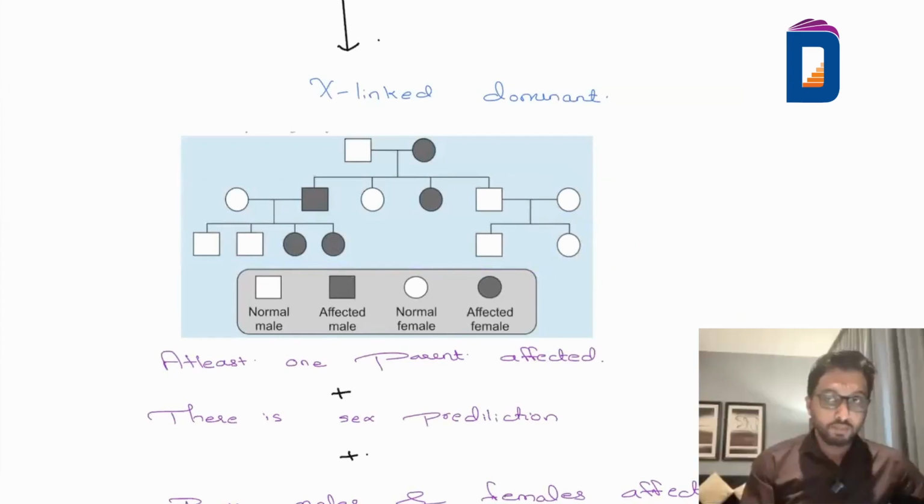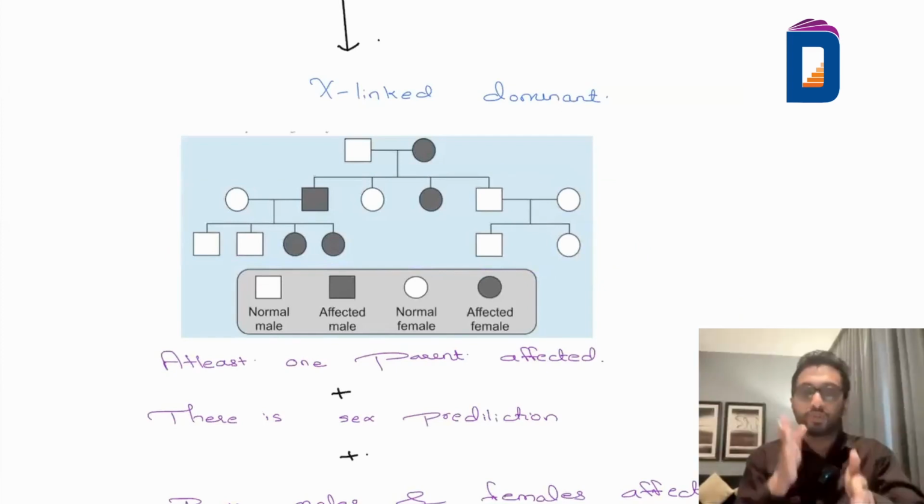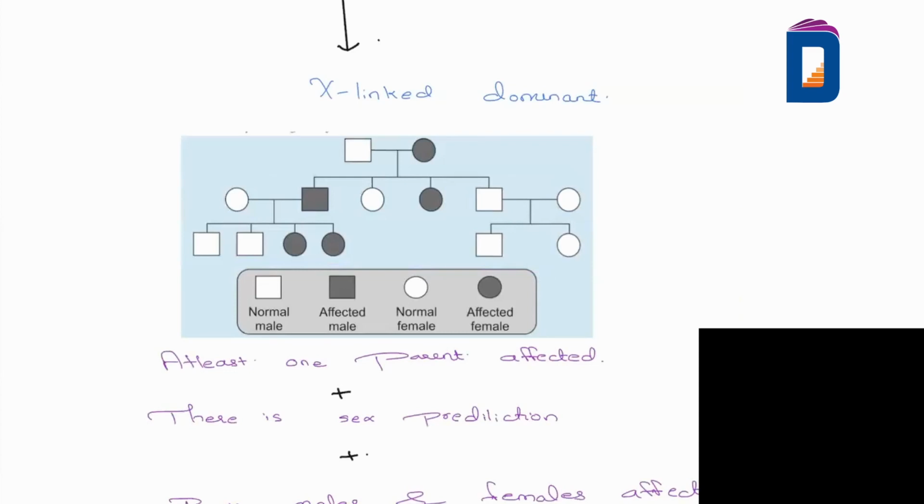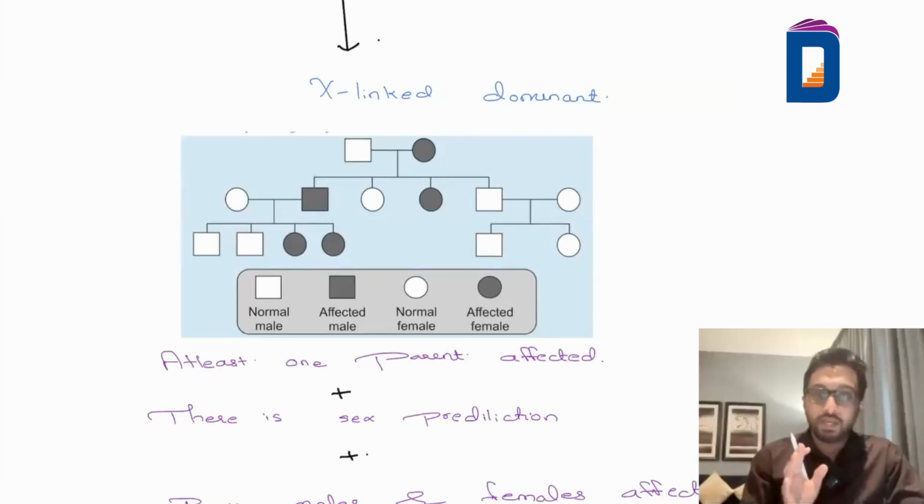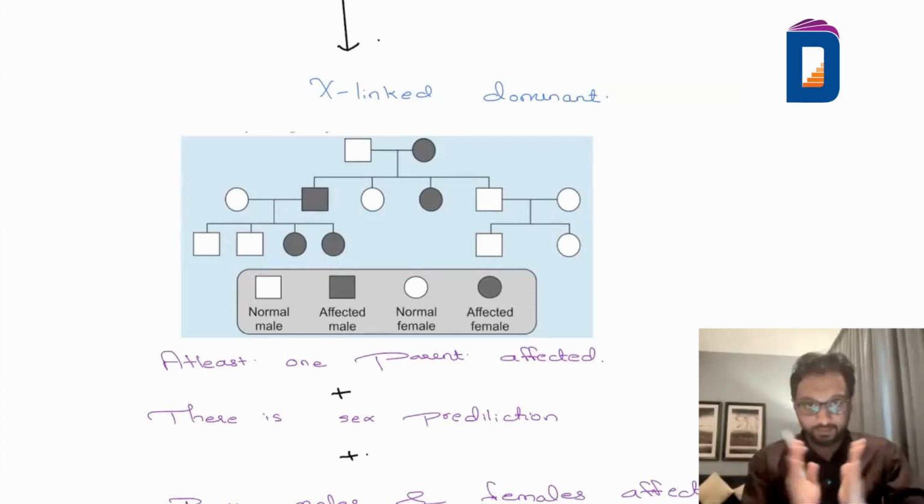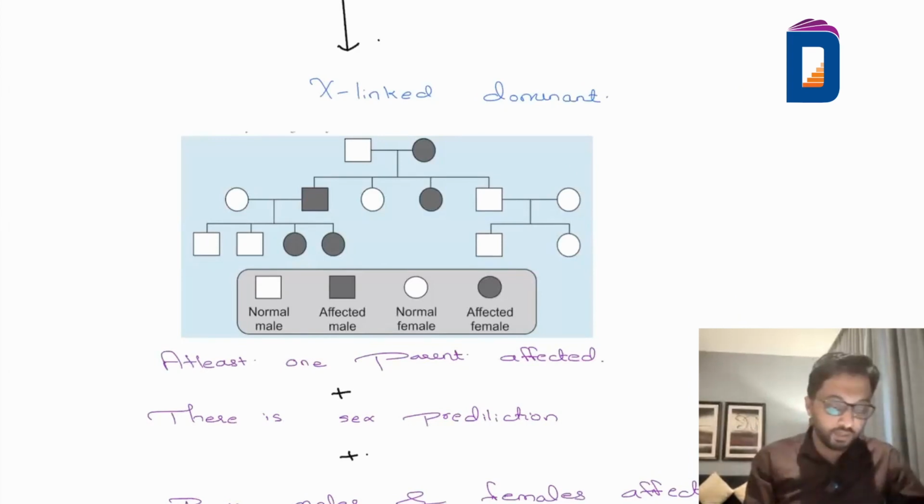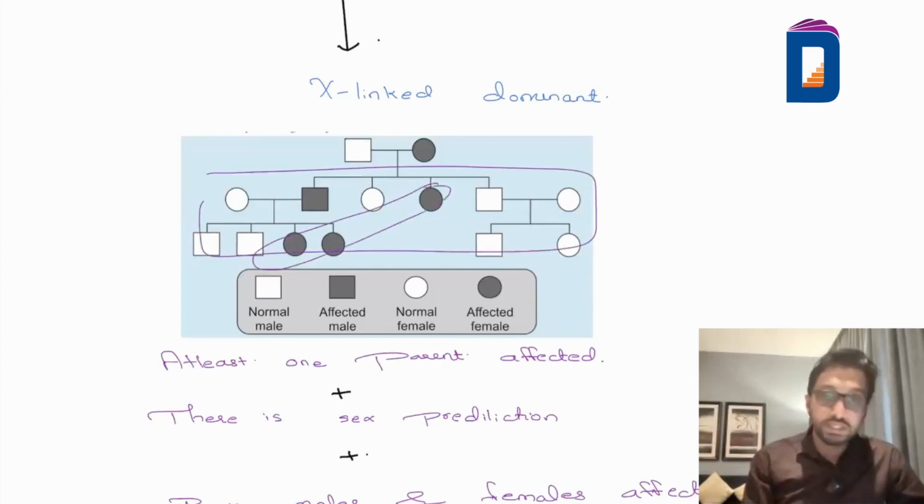No, I'm asking, are there more females? There is a disproportion between males and females in this case. In the second generation, yes, definitely both males and females are affected. That's dominant. But you want to check if there is any sex predilection. How do you check it? Just count the number of people affected here. Out of 3 females affected, only 1 male is affected. So doesn't it say there is a sex predilection?